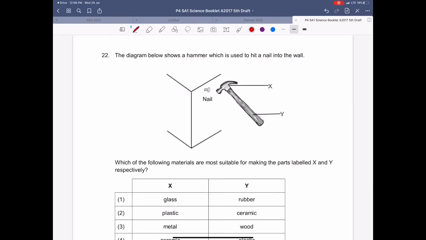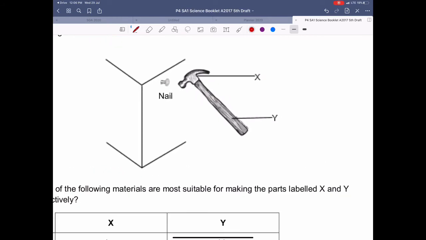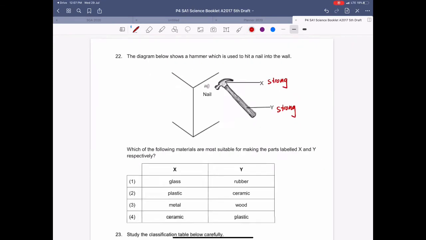22. The diagram below shows a hammer which is used to hit a nail in the wall. Which of the following materials are most suitable for making the parts labeled X and Y? So to answer this question, this topic is on materials. You need to know the properties of certain materials. So the part that hits the nail needs to be very strong. Correct? The handle of the hammer also needs to be what? Relatively strong.